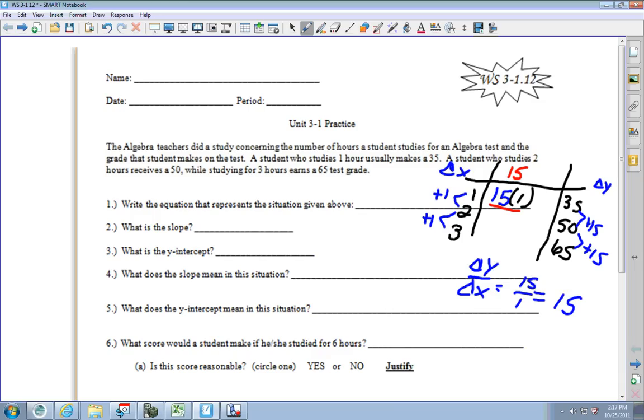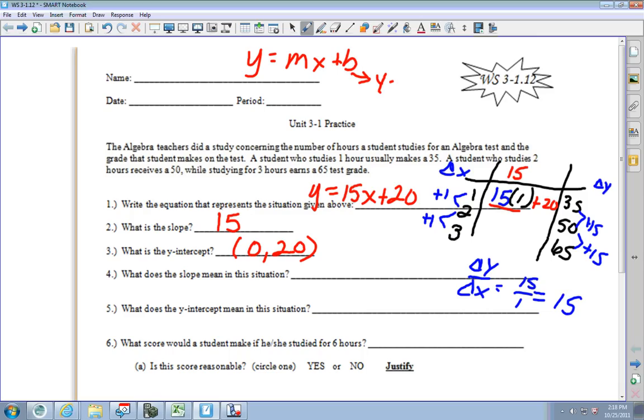What do you have to add to 15 to get to 35? Plus 20. So your equation is y equals 15x plus 20. The slope is 15. The y-intercept, 0, 20. Remember, y equals mx plus b. B is the y-intercept, and m is the slope.